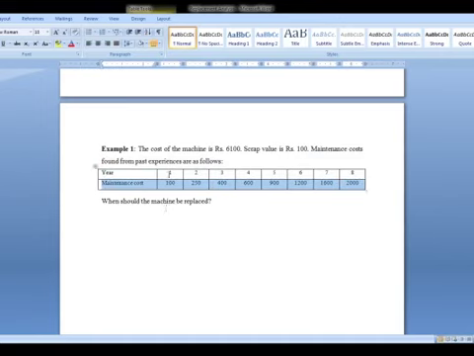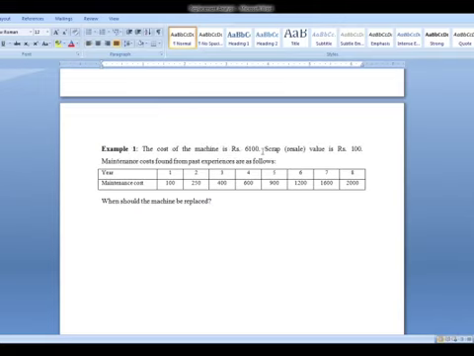Okay, it means for the first year you have 100 rupees maintenance cost, for the second year it is 250, and so on. And when should the machine be replaced? That's the question. Now this scrap value is nothing but the resale value. In some of the problems you will see the scrap value as the resale value. It's one and the same, the scrap value or the resale value.